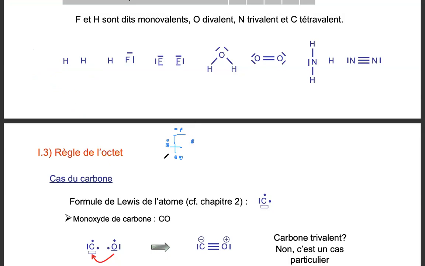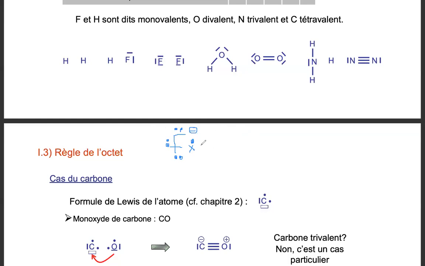Now, for it to attain the octet stability, it's supposed to gain an electron, isn't it? So if it gains an electron, it now becomes an ion of charge minus one. So fluorine has obeyed the octet rule.